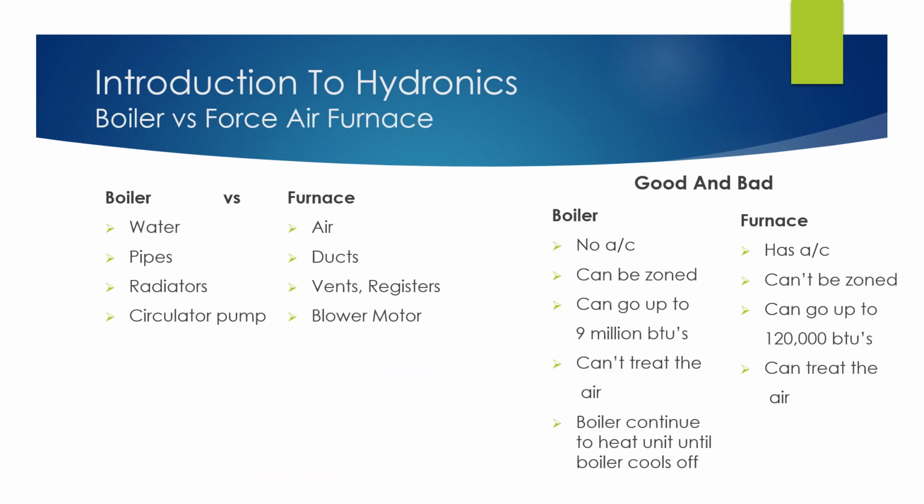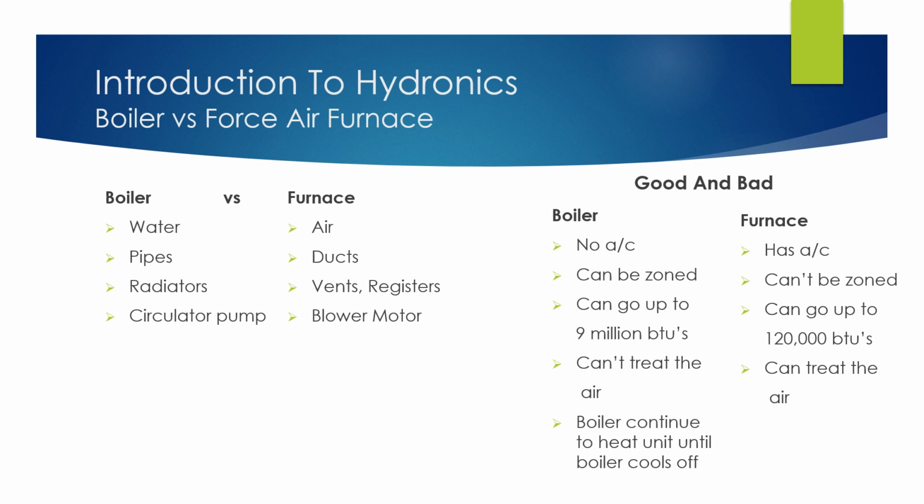Introduction to Hydronics. Boiler versus forced air furnace. A boiler has water, which we heat up in order to create heat. A furnace has air that we force past a heat exchanger in creating warm air. A boiler has pipes in which the water flows through. A furnace has ducts in which the air flows through.